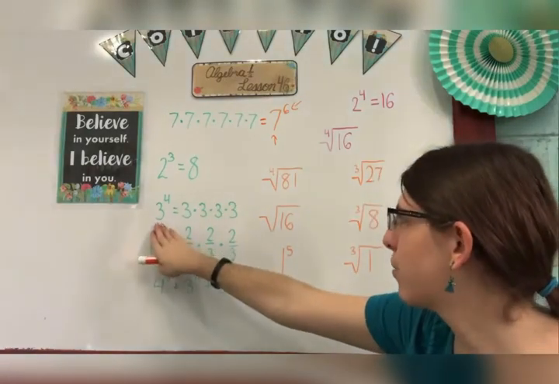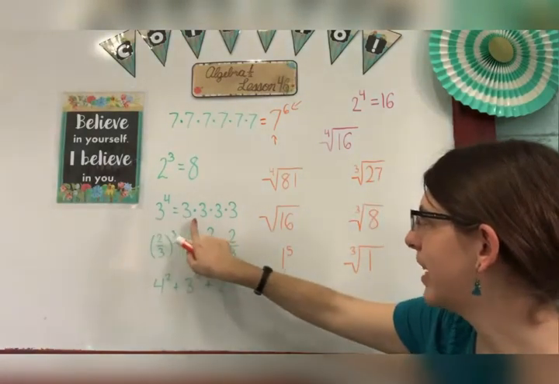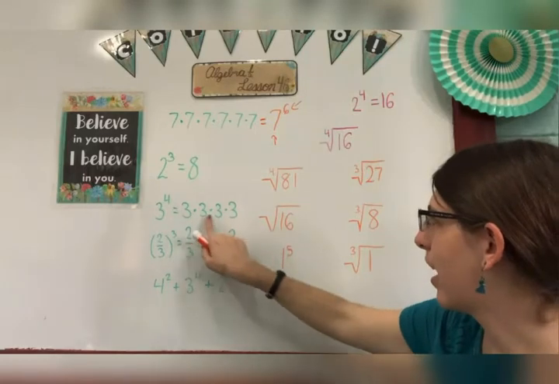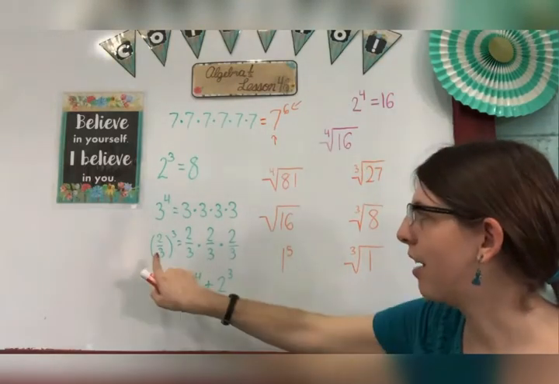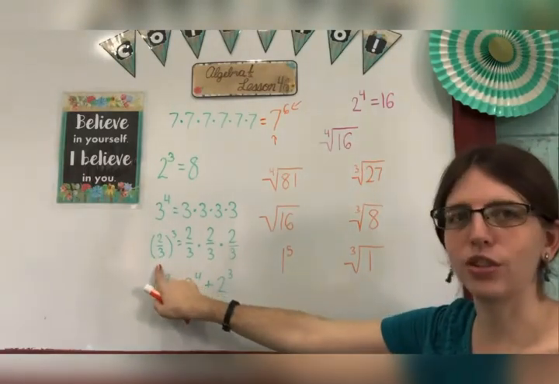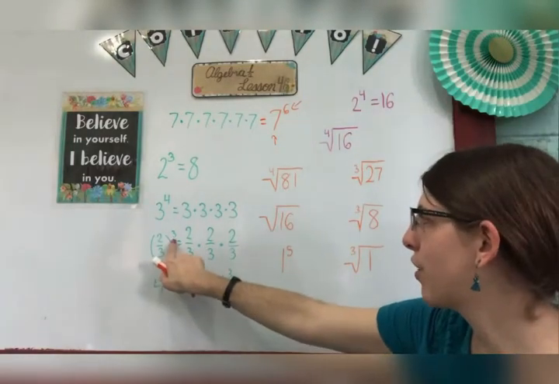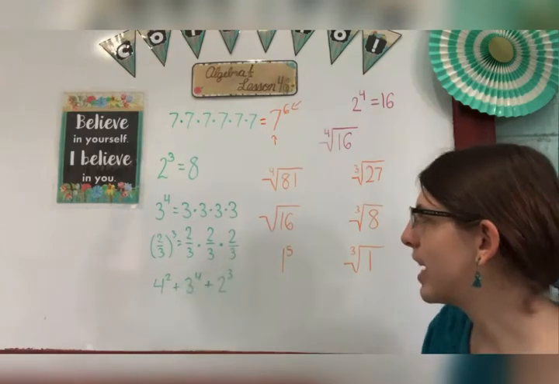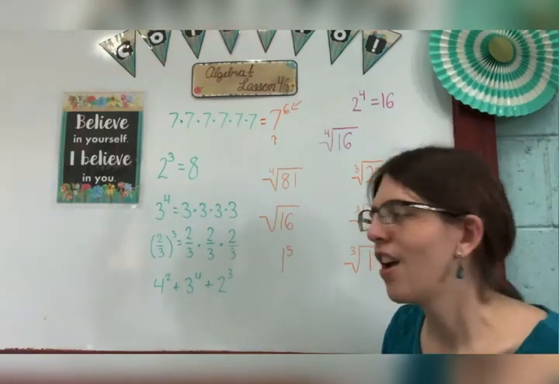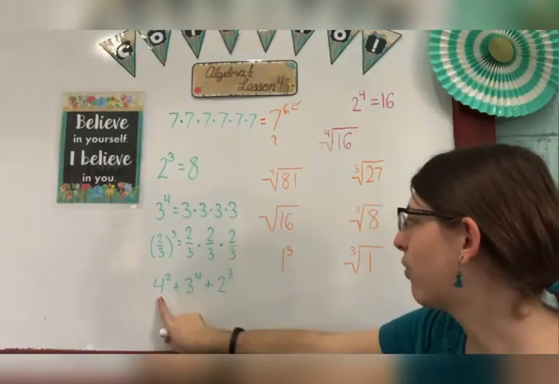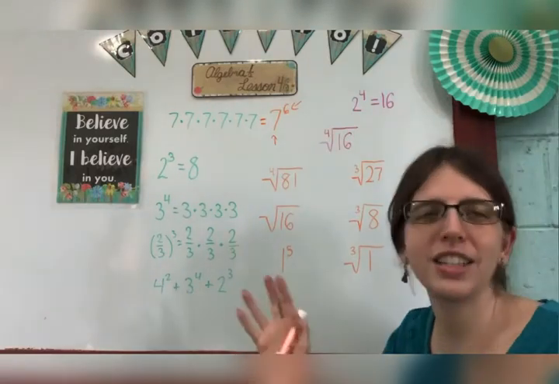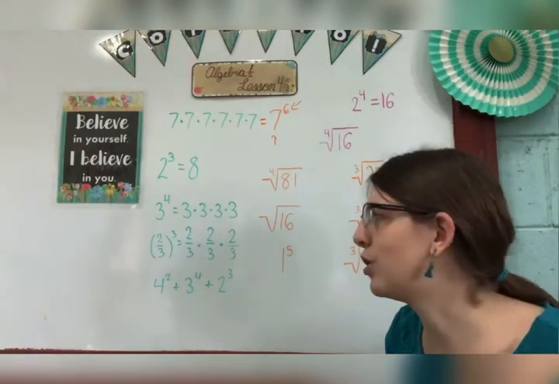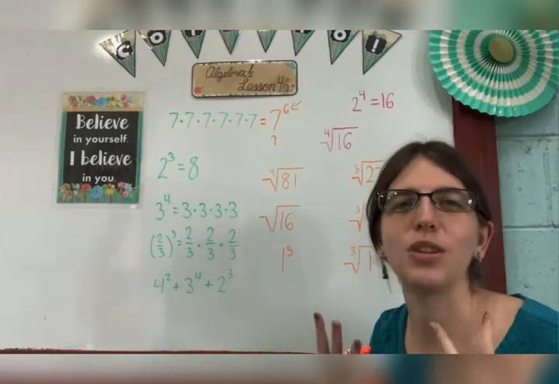So if I have 3 to the 4th power, I have 3 times 3 times 3 times 3. I have four 3s. I can even raise fractions to a power. 2/3 to the 3rd power is 2/3 times 2/3 times 2/3. Three of those fractions. All right, down here, I have 4 squared. That's the special name we give when you use 2 as your power. We say that it is squared.